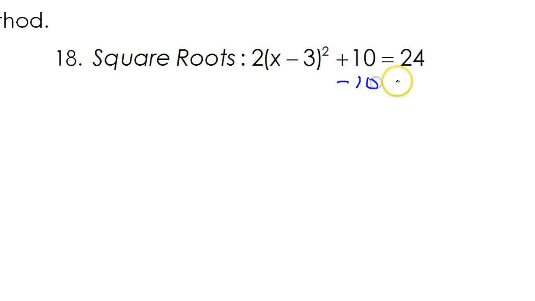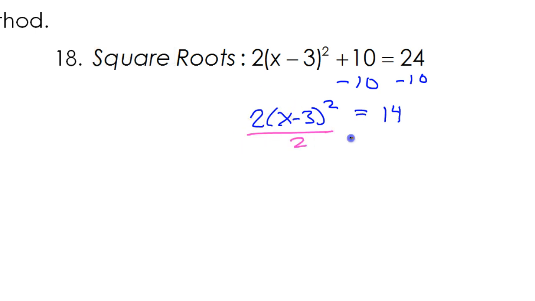So like I said, if we subtract 10 from both sides, and I'll recopy this, so I have 2 times (x minus 3) squared is equal to 14. Then I need to divide both sides by 2 to take care of the 2. Okay, so these 2's will cancel out. So now I have (x minus 3) squared is equal to 7.